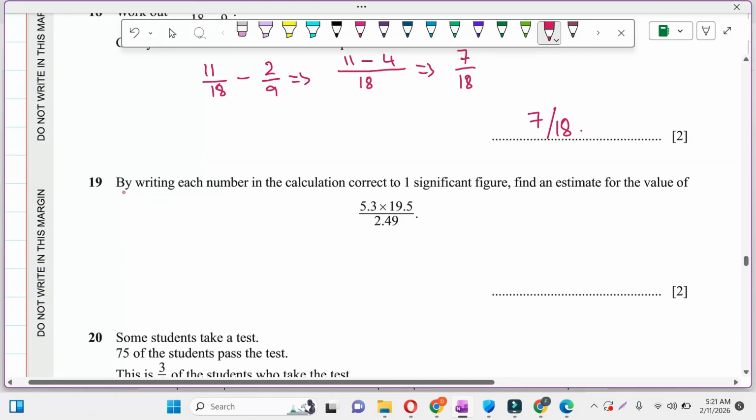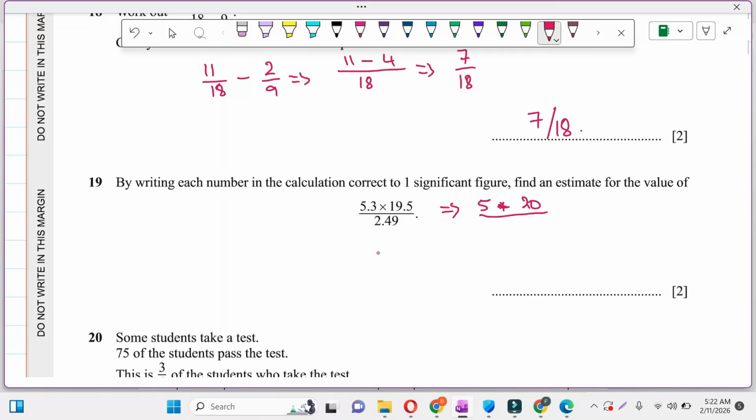Question number 19. By writing each number in the calculation correct to one significant figure, find the estimate for the value of this one. 5.3. So one significant figure is 5 and 19. We can write it in one significant figure as 20, divided by 2.45, which means 2. So this one will be 10. So we will have 10 times 5 is 50. So this one is 50.